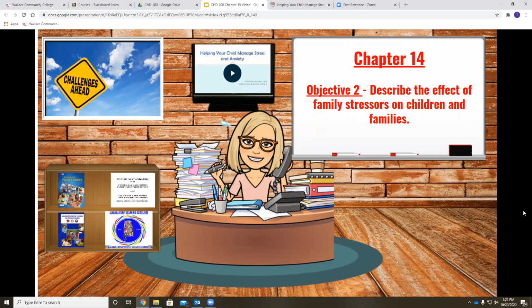Stress is the body's reaction to physical or emotional danger signals. This reaction often takes the form of tension. Mild or occasional stress is not a problem. However, constant prolonged stress can threaten a child's ability to cope.